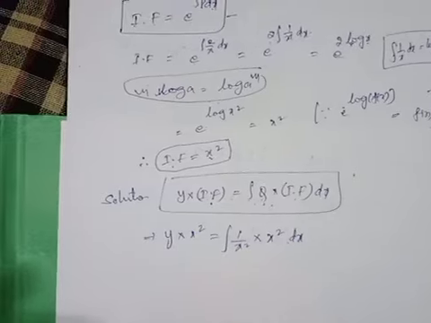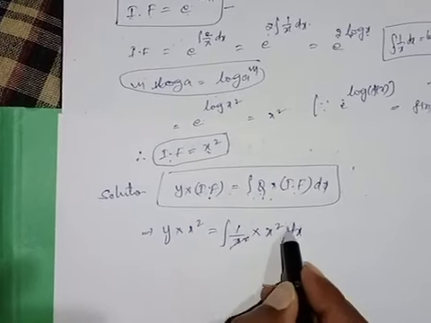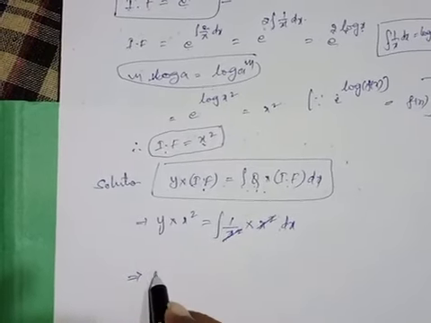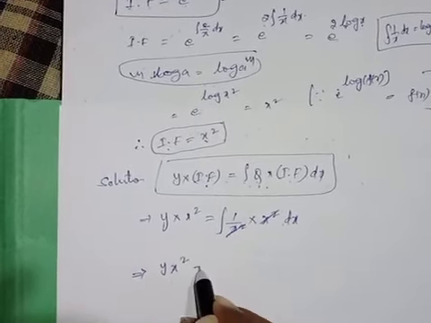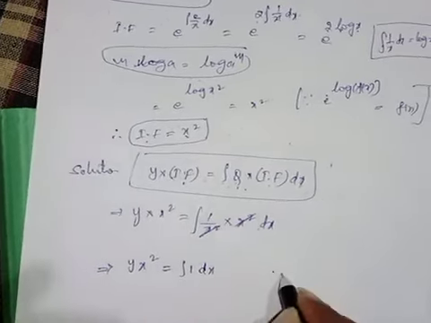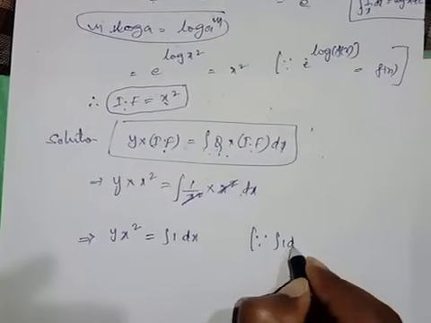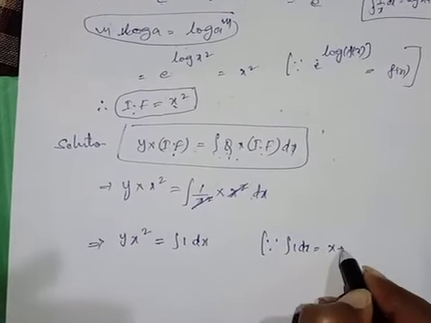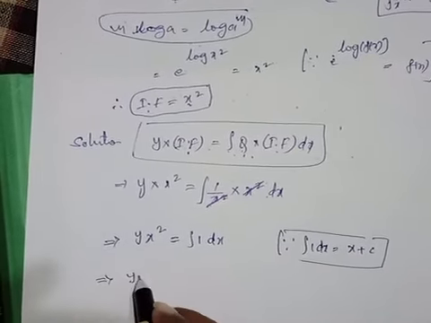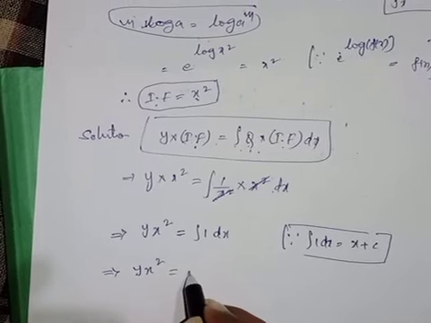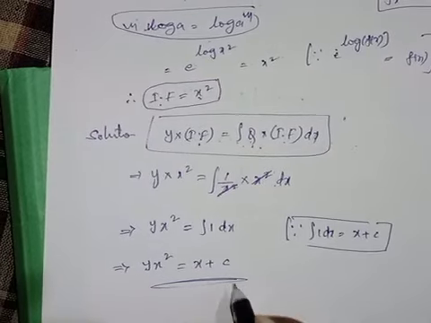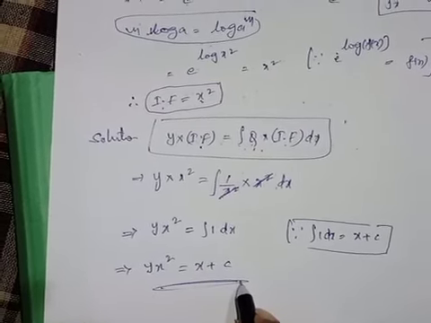See, if we observe here, numerator x square and denominator x square get cancelled. That is y into x square is equal to integral of 1 dx. All of you know that integral of 1 dx is equal to x plus c, so y into x square is equal to x plus c. See, this is the required equation, so this is the required solution of the given question.